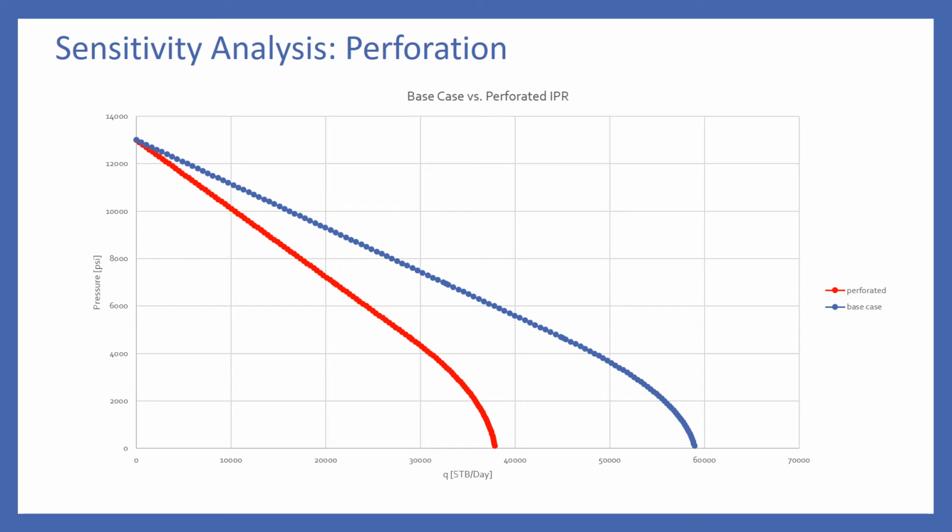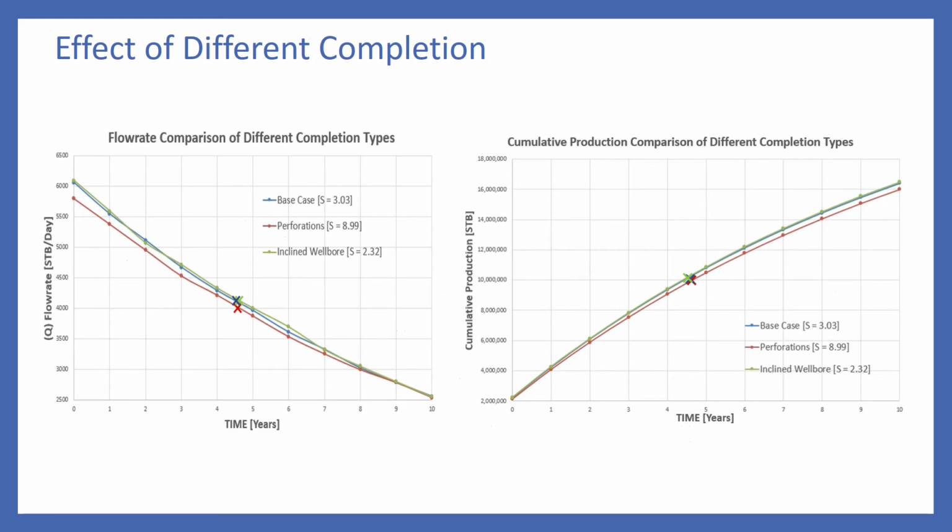Tripling of the skin had a substantial impact on the IPR's maximum flow rate and slope with all other factors held constant. Although a decent range of skin factors were used, overall they did not have a large effect on production.